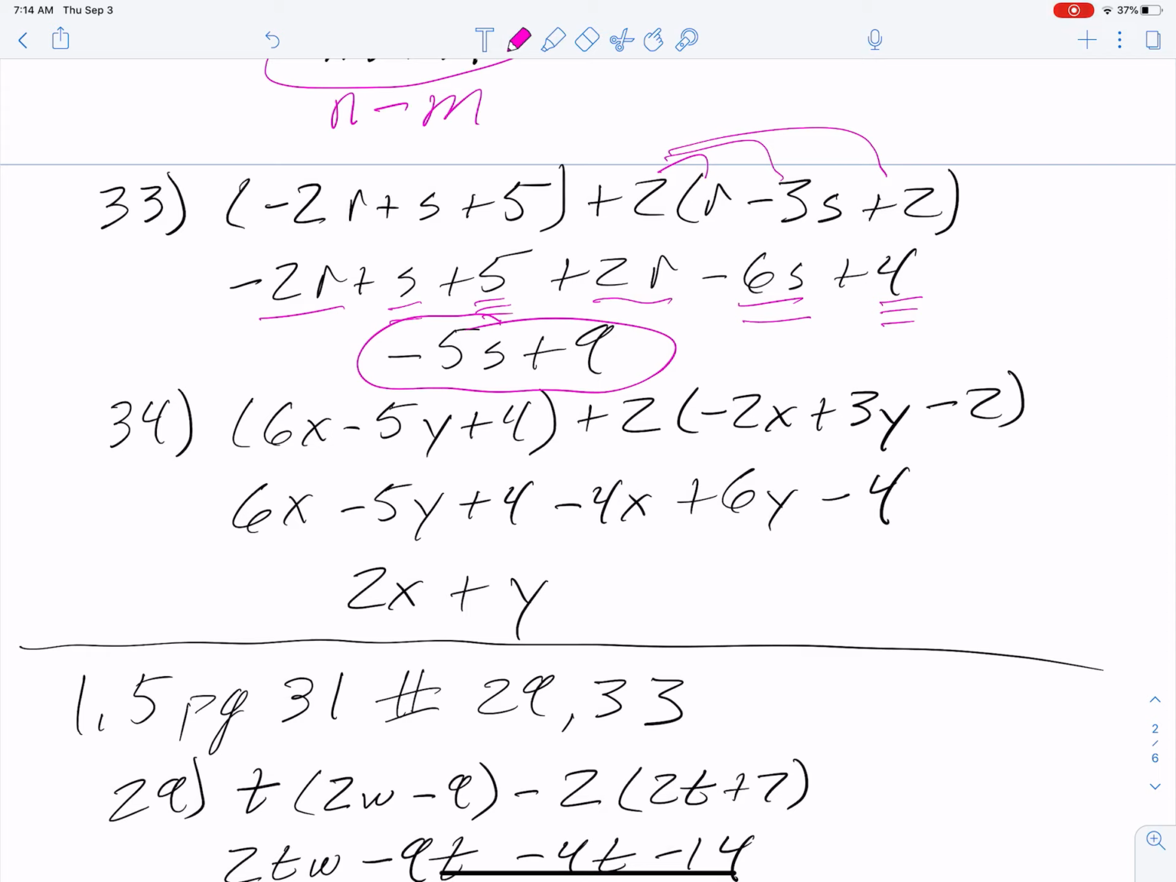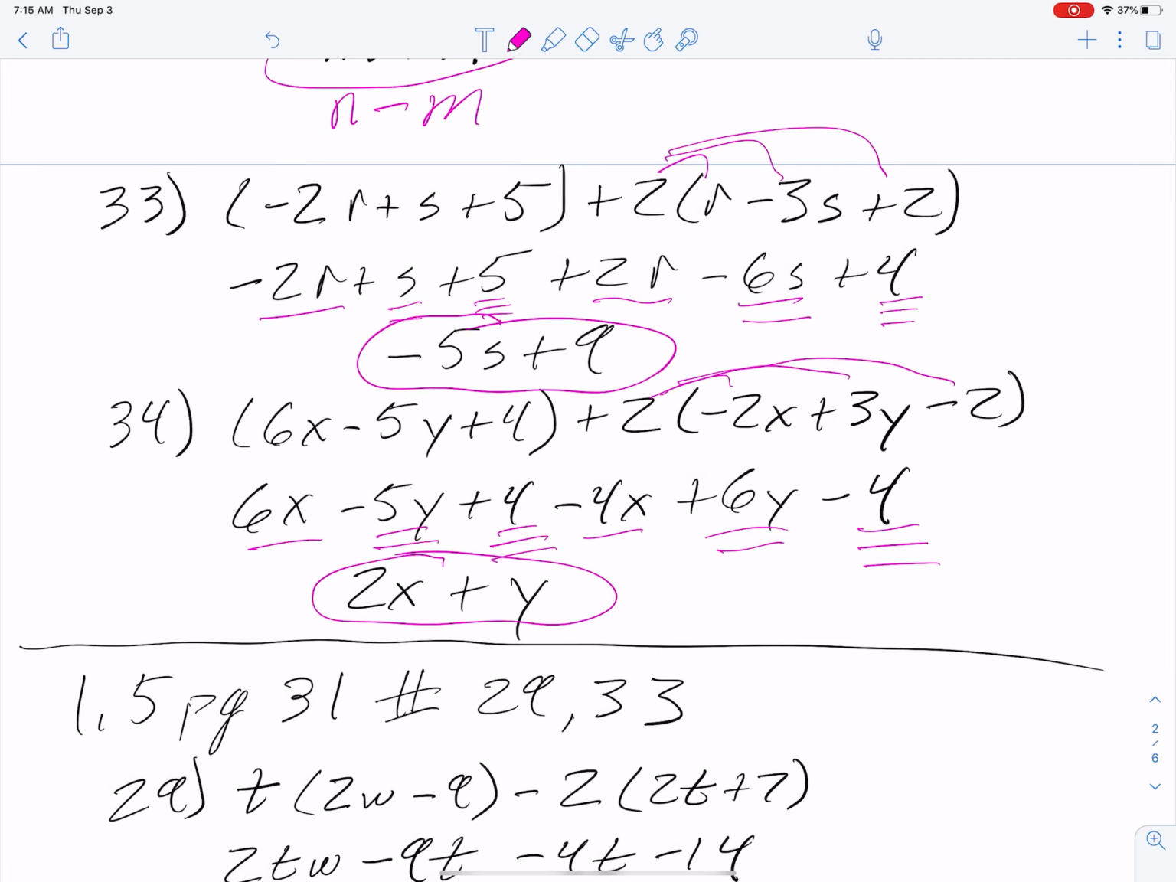And very similarly in number 34, I just need to start with some distribution. So 2 times -2, 2 times 3y, 2 times -2. And then I look for my like terms. 6x minus 4x is 2x. Negative 5y plus 6y is y, and 4 minus 4 gets me 0.